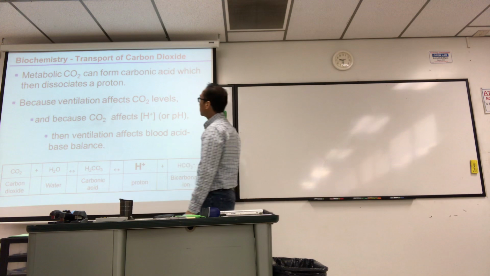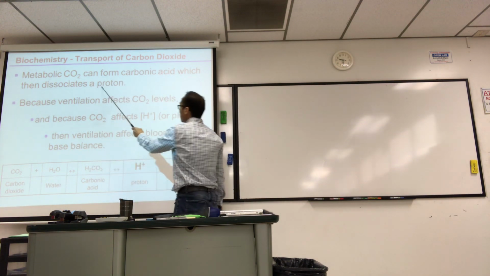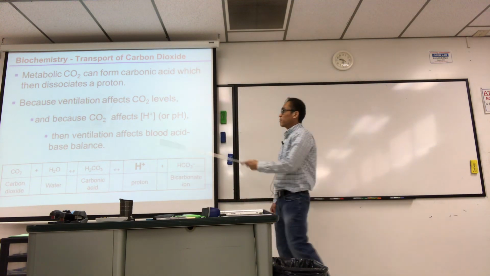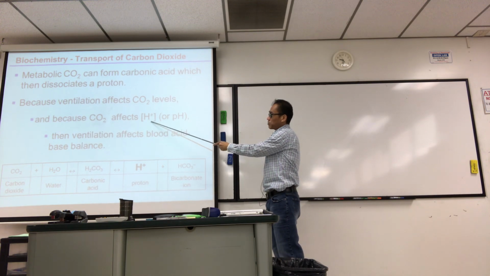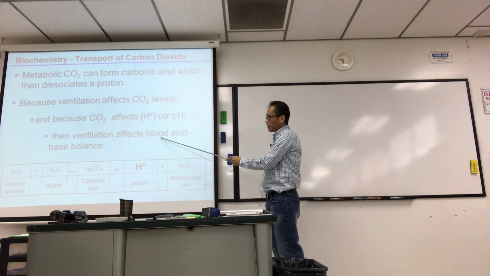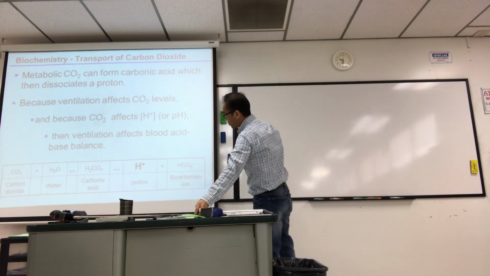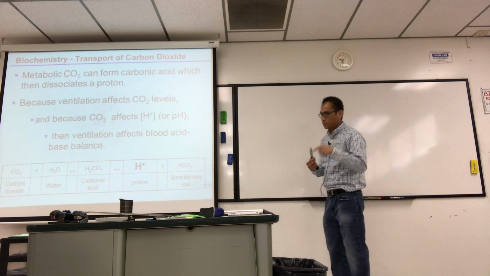So metabolic CO2 in the form of carbonic acid can then dissociate to give a proton, a hydrogen ion. Because ventilation affects CO2 level, and because CO2 affects the hydrogen ion concentration or pH, ventilation affects your blood acid-base balance. So the equation on the bottom is, you're basically hydrating CO2.